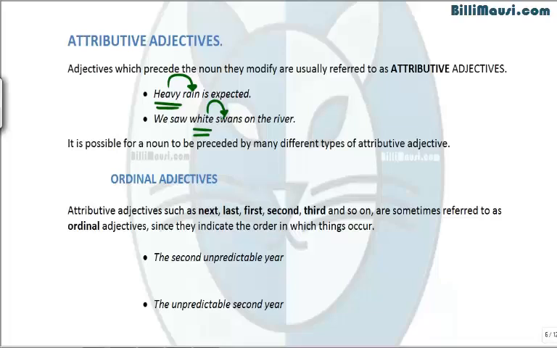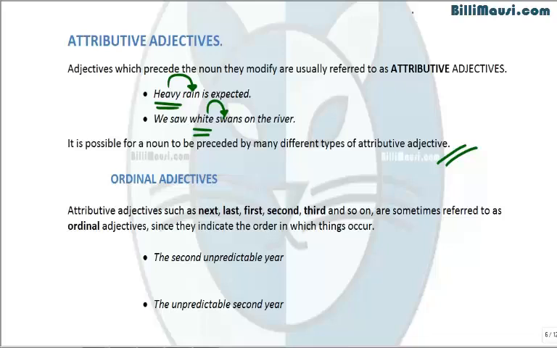It is possible for a noun to be preceded by many different types of attributive adjectives. Please note this. It is feasible to have many adjectives before a particular noun. At the same time, you should remember that adjectives do not modify verbs and adjectives do not modify adverbs. But sometimes they behave as adverbs. When many different types of attributive adjectives are placed before the noun, they are called ordinal adjectives, such as next, last, first, second, third. These are sometimes referred to as ordinal adjectives, and they indicate the order in which things occur.